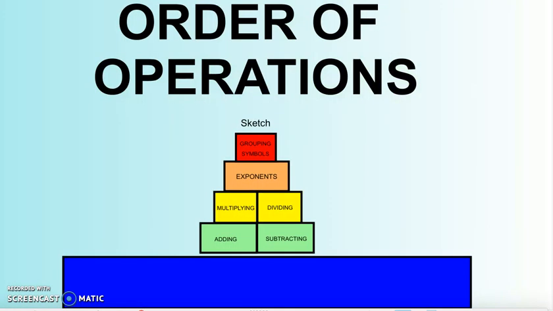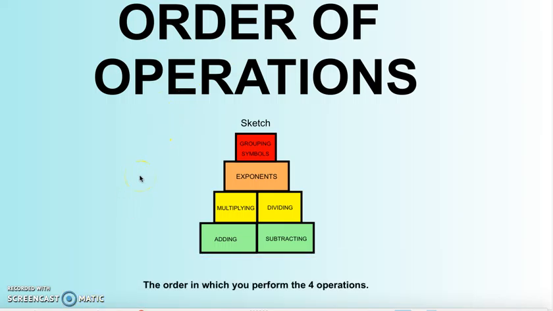Next one is order of operations. GEMDAS. Like, what's a definition for order of operations? I know many of you know this pyramid, but what do we use the order of operations for? Yes, we use it to perform the 4 operations. It's an order in which we have to follow to perform those 4 operations.